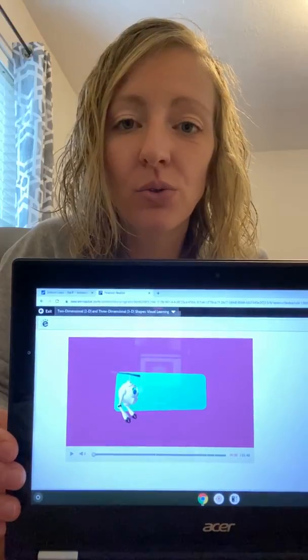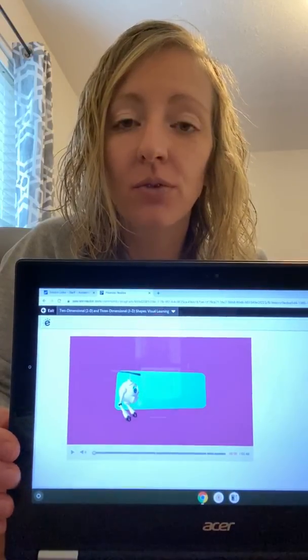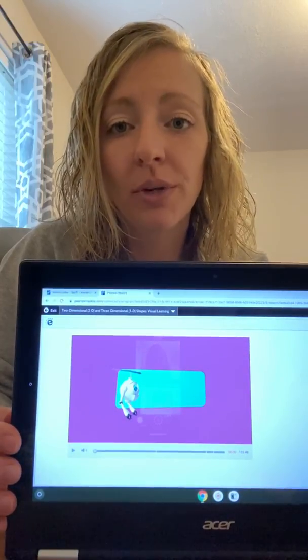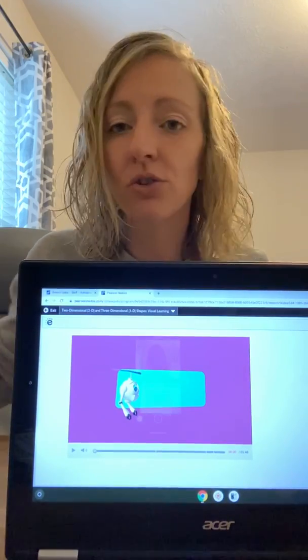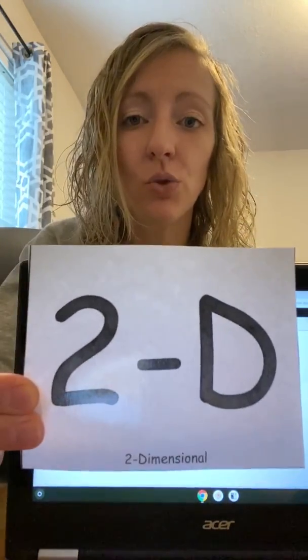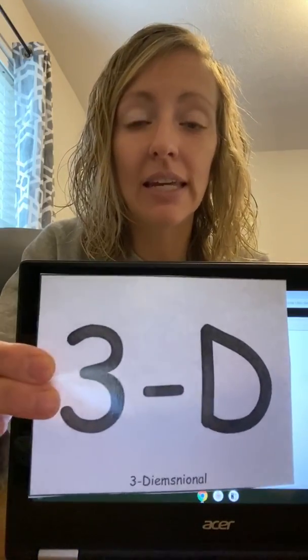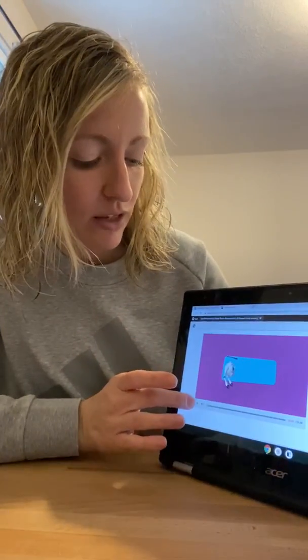So today is Tuesday and we're going to take a look at the first lesson of topic 12, which is shapes. And today we're going to be looking at two-dimensional and three-dimensional shapes. So two-dimensional is often referred to as 2D for two-dimensional. And then we have our three-dimensional shapes, which are referred to as 3D. So the first thing that we're going to do together today is to watch our learning video.